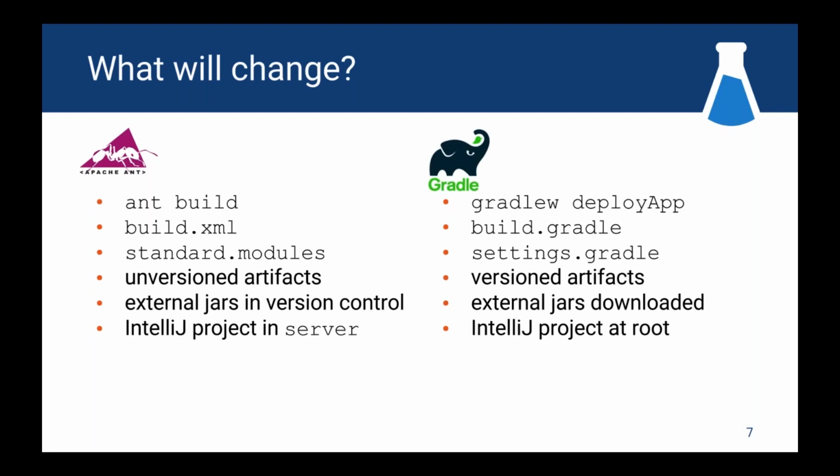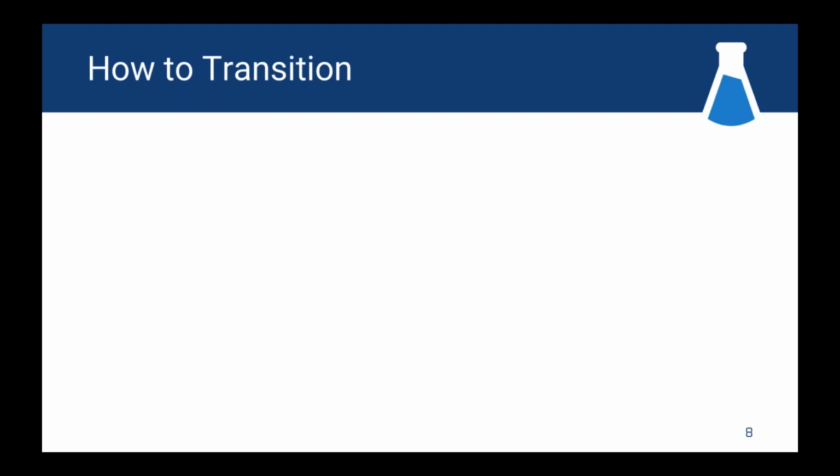And then finally, the Intellij project for Ant was based in the server directory. For Gradle, we moved it up to the root directory, and that was partly for capturing all of the various types of modules that we have. But also it just makes more sense at that top level, so not all of your Intellij projects are called server. So that's just a high-level view of what will change.